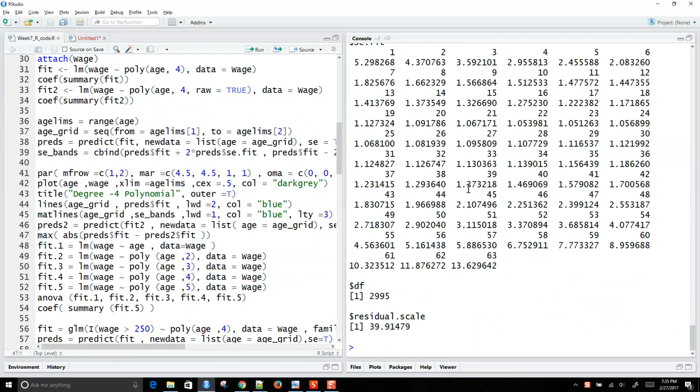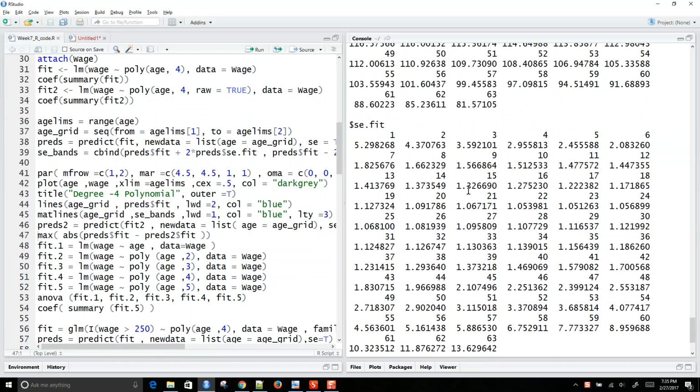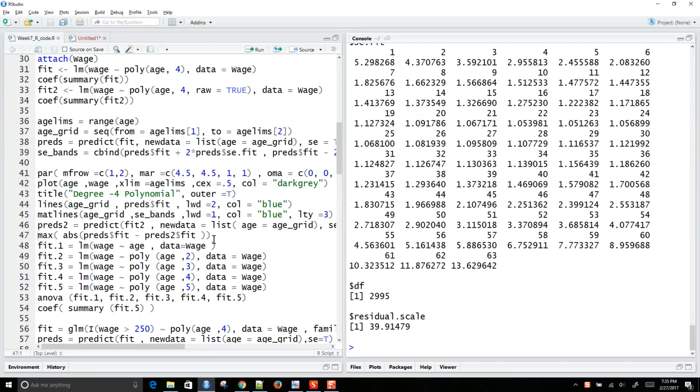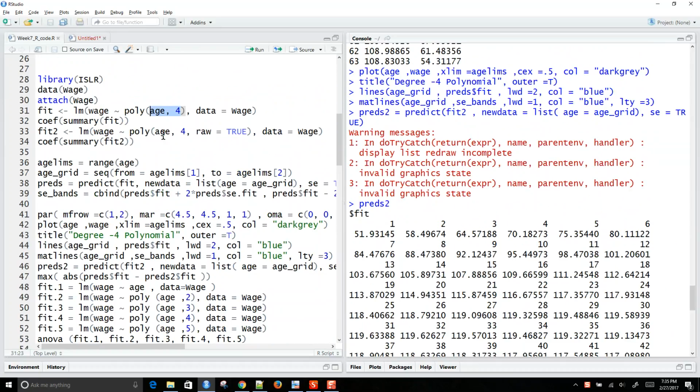Okay, so here we're just comparing the two different fits. One was using the orthogonal polynomial regression, and one is using the raw, where I took age and just squared it, cubed it, and raised it to the 4th power. And we just asked R to make its predictions for the second model. The first one was based off the orthogonal terms, and the second was based off the raw powers.